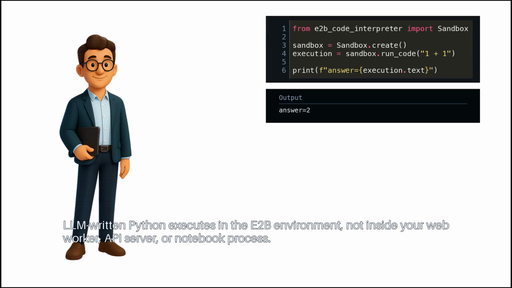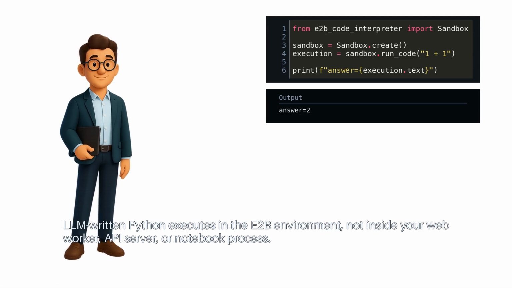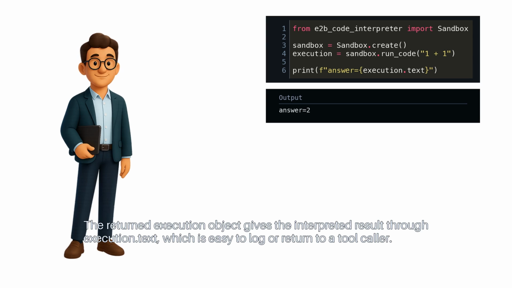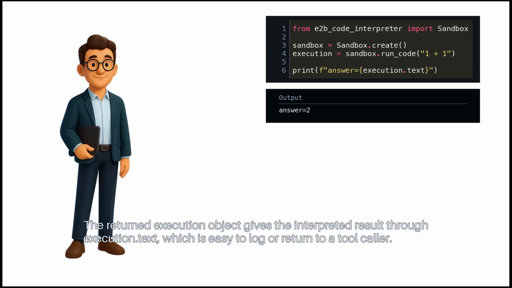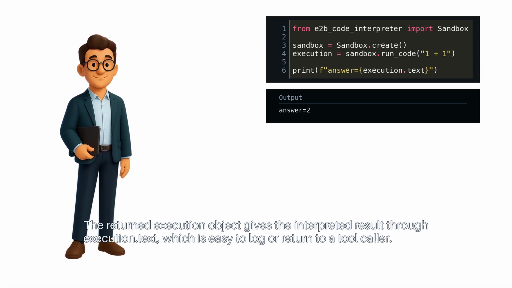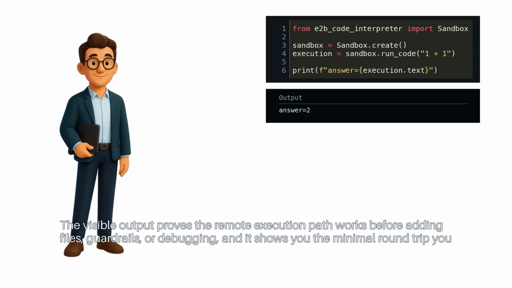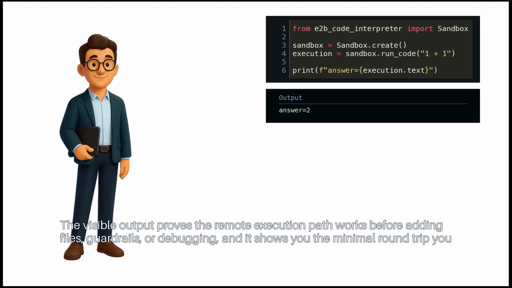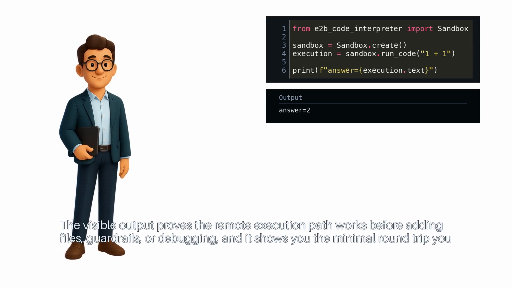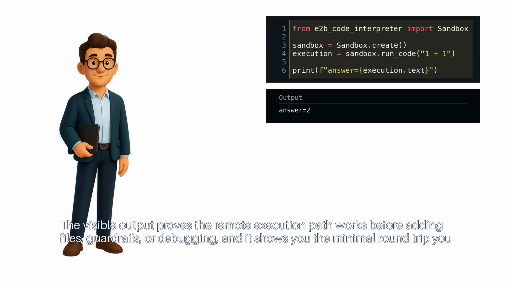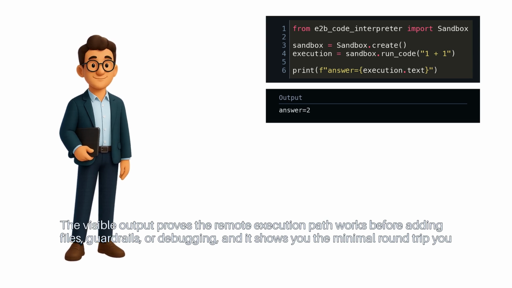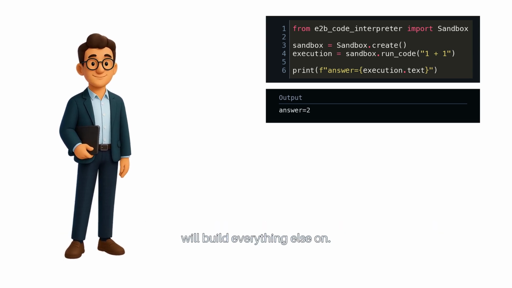LLM-written Python executes in the E2B environment, not inside your web worker, API server, or notebook process. The returned execution object gives the interpreted result through execution.text, which is easy to log or return to a tool caller. The visible output proves the remote execution path works before adding files, guardrails, or debugging, and it shows you the minimal round trip you will build everything else on.